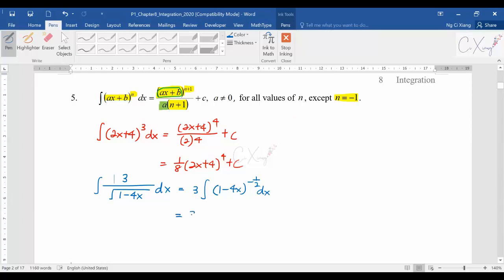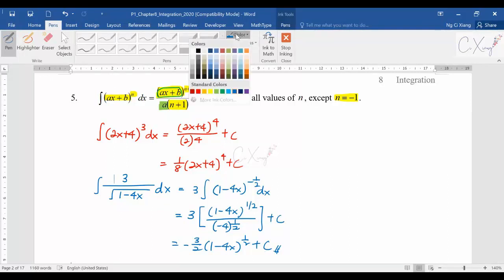Okay, then what do I have? 3 is a constant, therefore I just copy it. Then for this bracket, I copy the bracket, then the power plus 1, which becomes half, divided by the new power. Then I do the differentiation inside this bracket. Differentiate 1, you get 0. Differentiate negative 4x, negative 4. So you put a negative 4 here. And then plus c. So eventually, I think you should be able to get negative, that's a 2 at the bottom, right? 3 over 2, and then 1 minus 4x power half, then plus c. Okay, so far any problem or not?